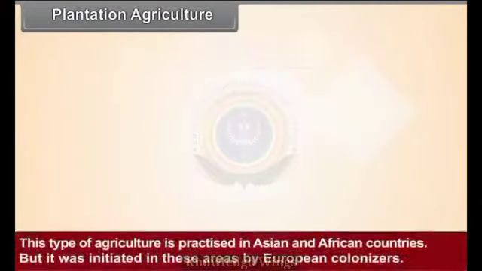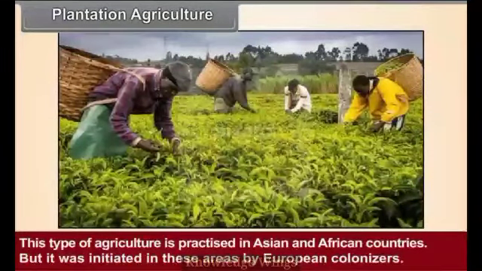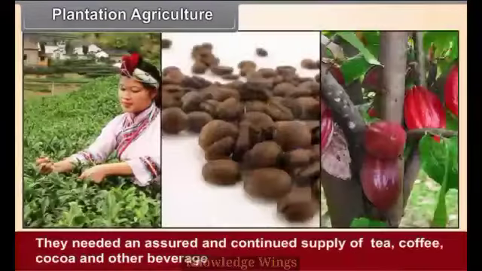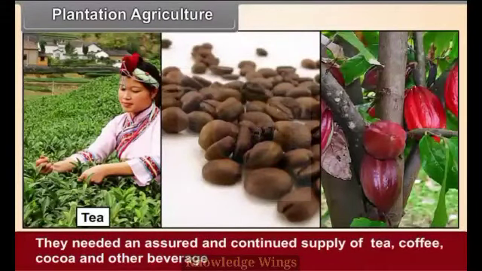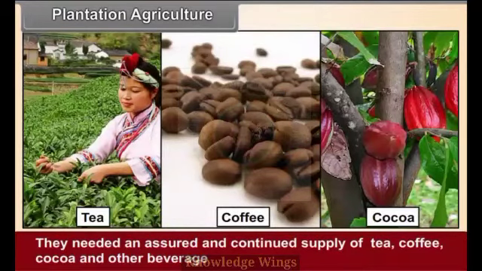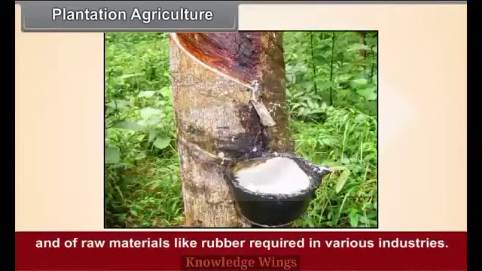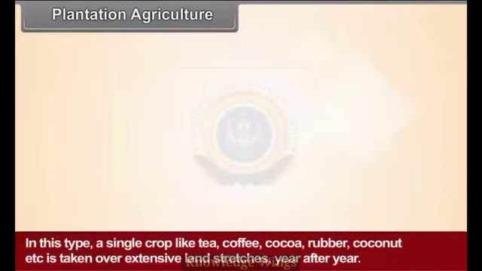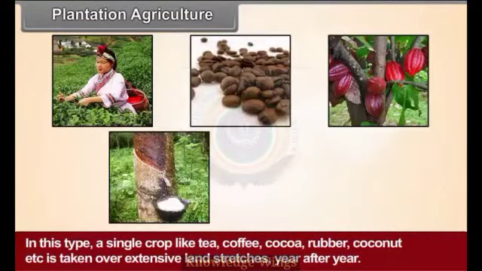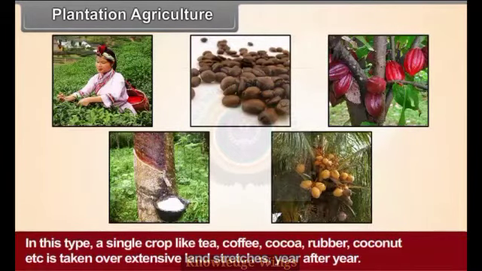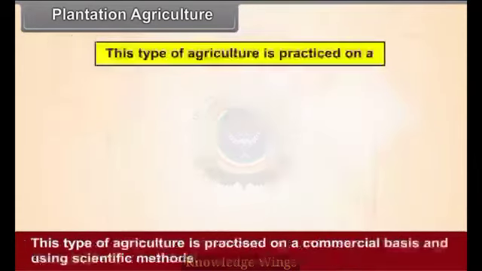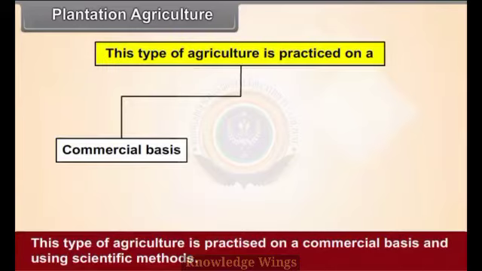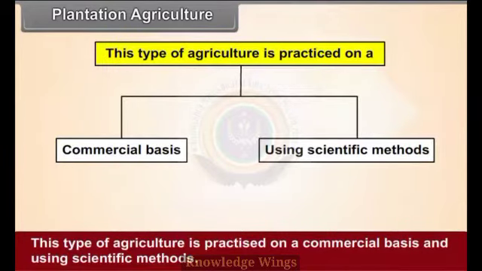Plantation agriculture. This type of agriculture is practiced in Asian and African countries, but it was initiated in these areas by European colonizers. They needed an assured and continued supply of tea, coffee, cocoa, and other beverages, and of raw materials like rubber required in various industries. For this purpose, they established various companies and initiated this agriculture. In this type, a single crop like tea, coffee, cocoa, rubber, coconut, etc. is taken over extensive land stretches year after year. This type of agriculture is practiced on a commercial basis and using scientific methods.